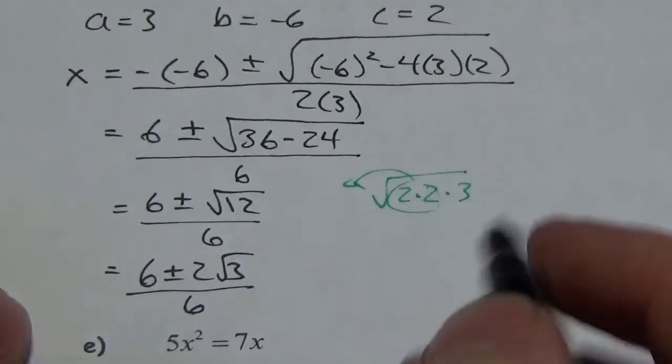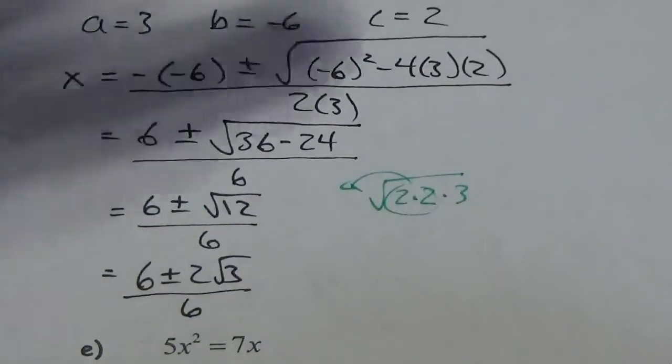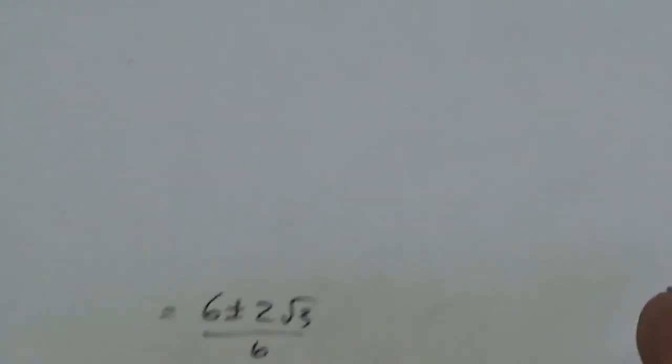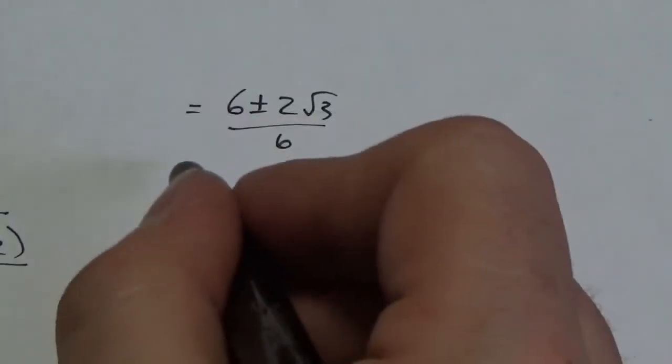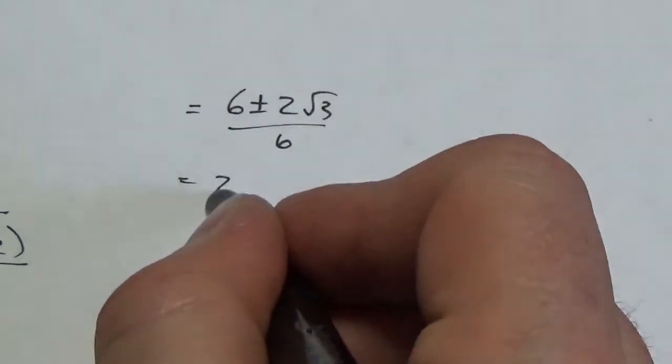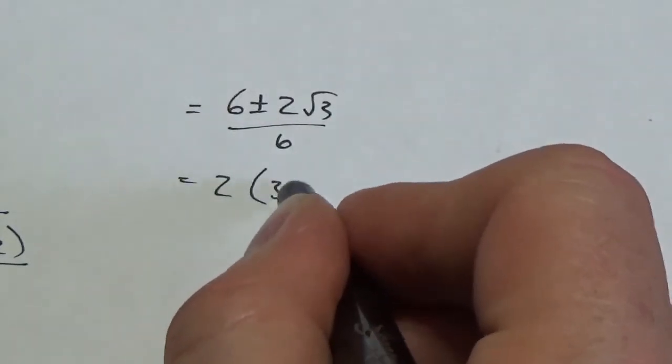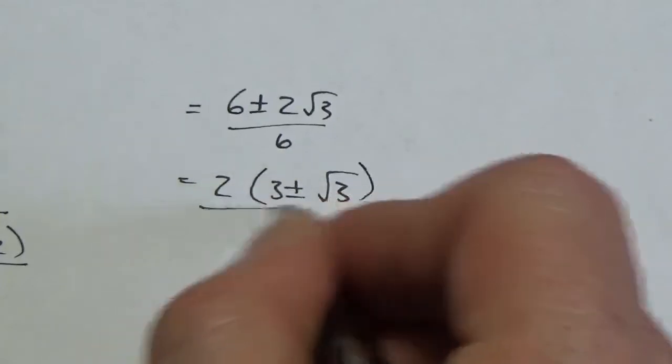Now, instead of distributing, I'm going to rewrite this thing so you can see it again. So it'll be 6 plus or minus 2 root 3 over 6. Sorry about that. I will factor out a common 2 out of that numerator. So 3 plus or minus root 3 all over 6.